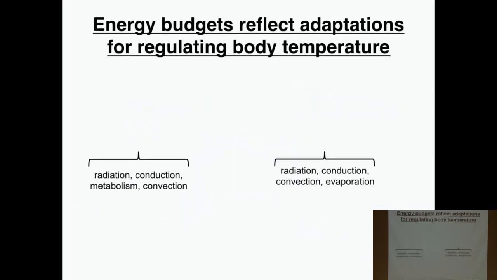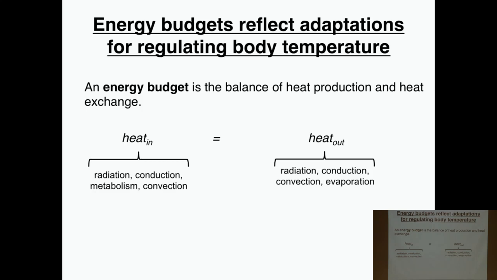And an energy budget reflects different adaptations that an organism will have for regulating its body temperature. So the energy budget is just the balance of heat production and heat exchange. So in other words, we have heat that comes in from radiation, conduction, convection, or metabolism. That's heat being produced by the organism. And then we have heat out, which can be in the form of radiation, conduction, convection, or evaporation. And what we're going to spend a good chunk of time talking about today is adaptations that can help animals thermoregulate, as well as specific thermoregulatory responses.